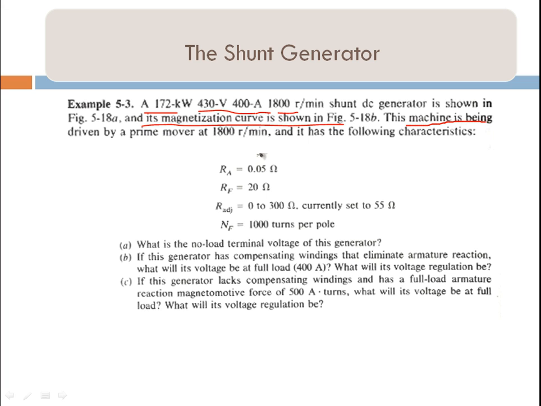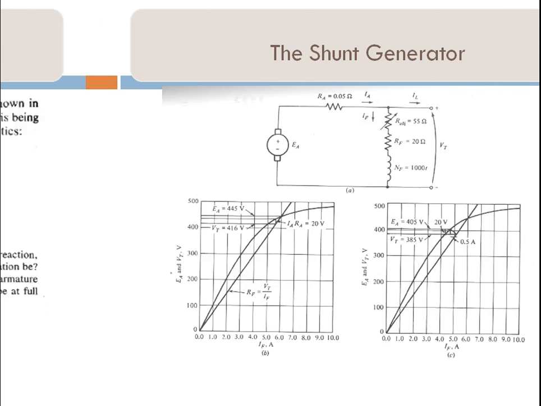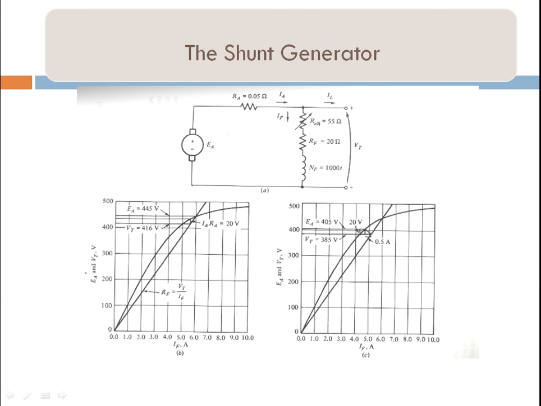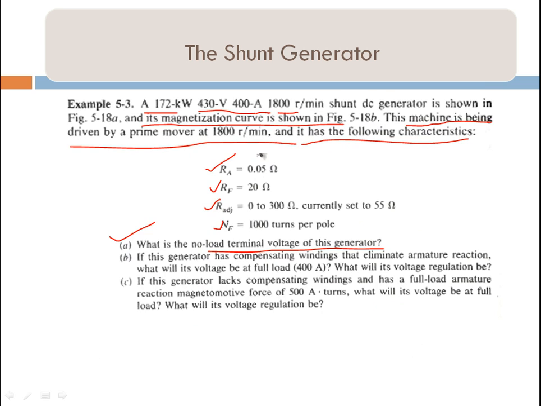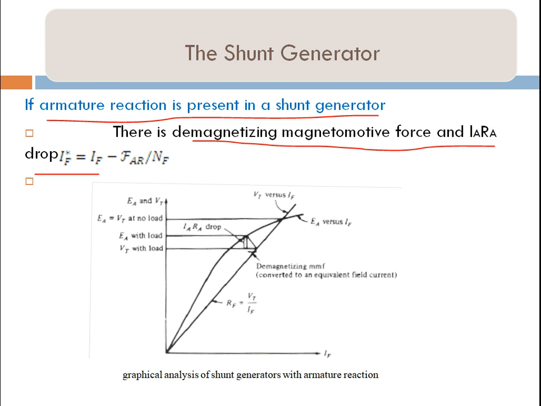The machine is being driven by a prime mover at 1800 rotations per minute, and it has the following characteristics: R_A, R_F, and so on. What is the no load terminal voltage of this generator? So how will you find it out? Just do it by using the formula we discussed before.